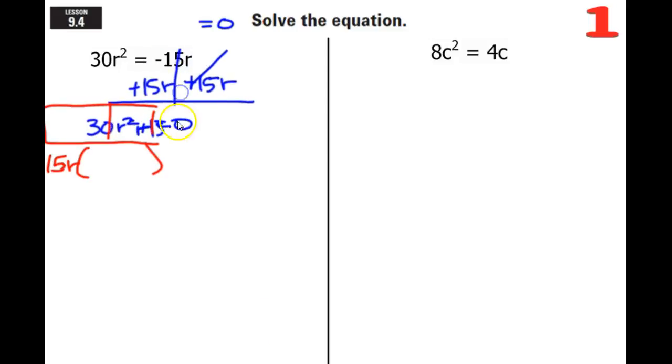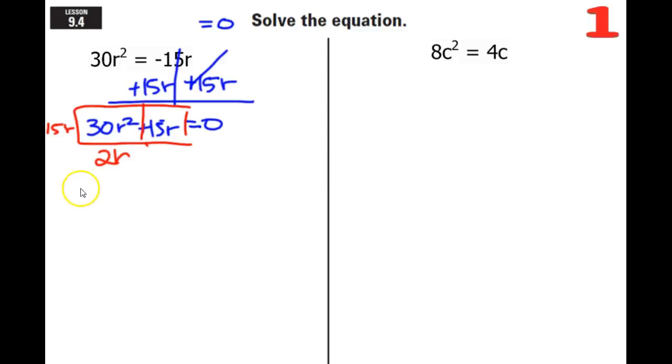And some of you might want to put this on the side. I apologize for my moving everything around. Some of you might want to put the 15r out front here, which is totally fine. 15r. So 15 times what is 30? Well, 15 times 2 is 30, and we need another r. And then 15 times 1 is still going to give me 15. So we have 15r and then 2r plus 1, all equal to 0.